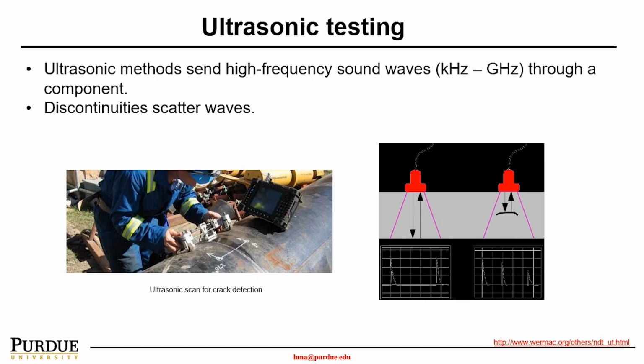Here is an example to show you how we use ultrasonic testing for pipeline inspection. Basically, we generate a high-frequency sound, from kilohertz to gigahertz, into the material. In this case, it's a pipeline, and based on the reflectance and the scattering attenuation of this wave, we can identify if there is a defect or not. In this particular case, we use what we call the A scan.